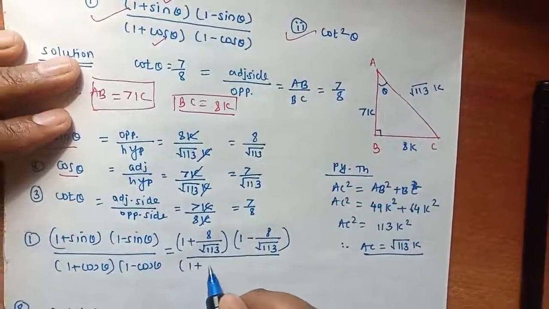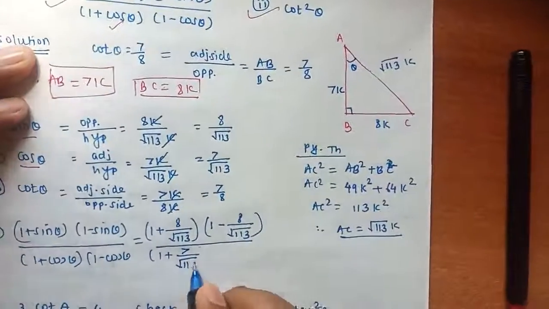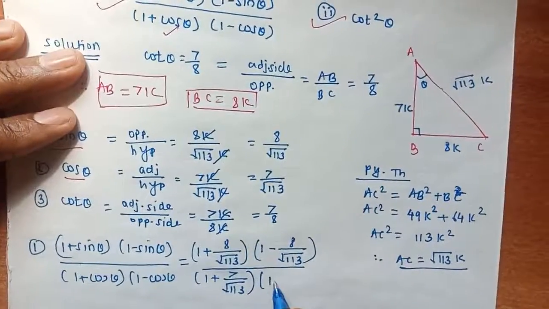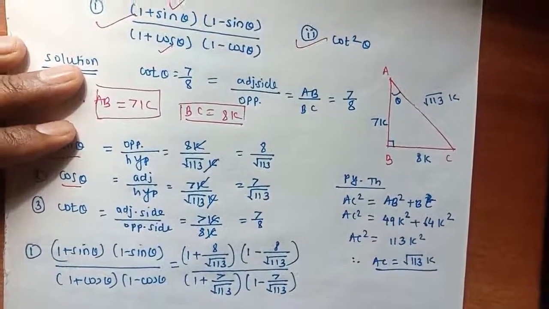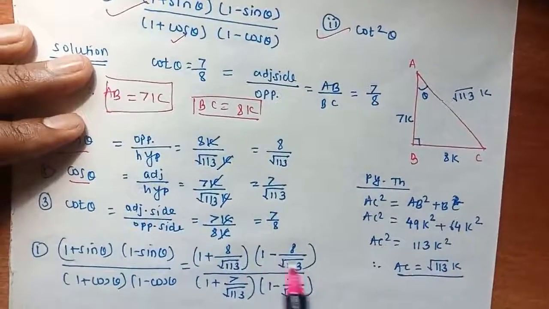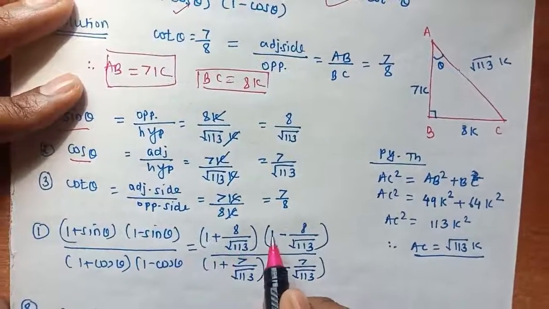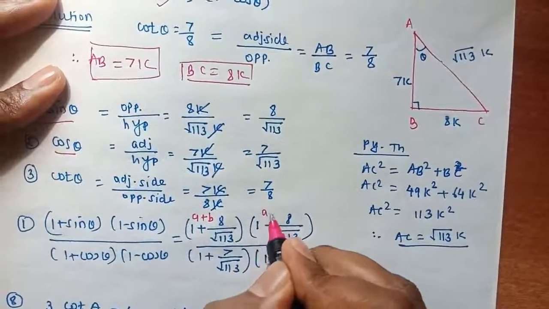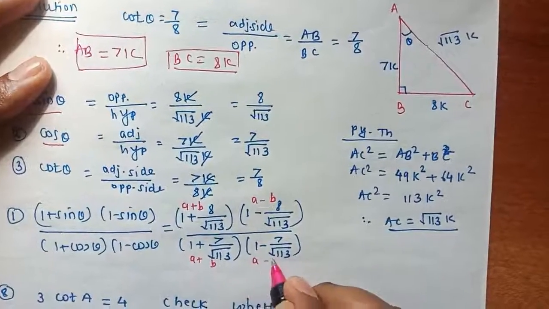So 1 plus cos theta. The value of cos theta is 7 upon root of 113, and then 1 minus cos theta, so 1 minus 7 upon root of 113. Now these are the values substituted. See here, this is A, this is B, this is A, this is B. So it is like A plus B and A minus B. Here also A plus B and A minus B.